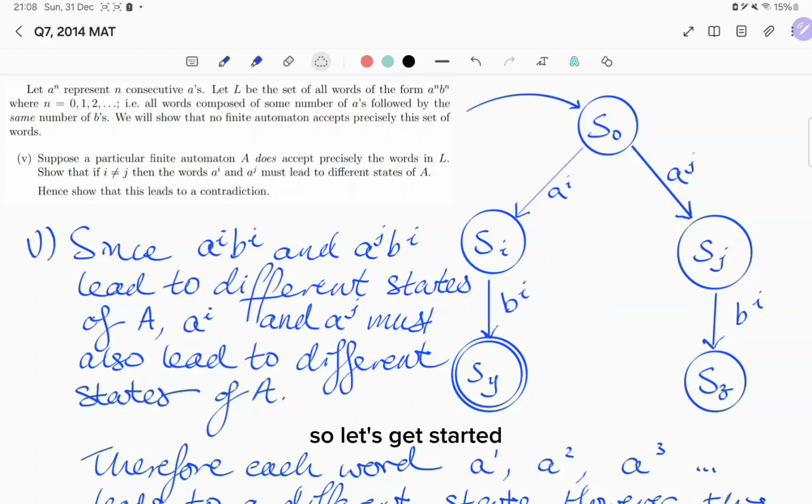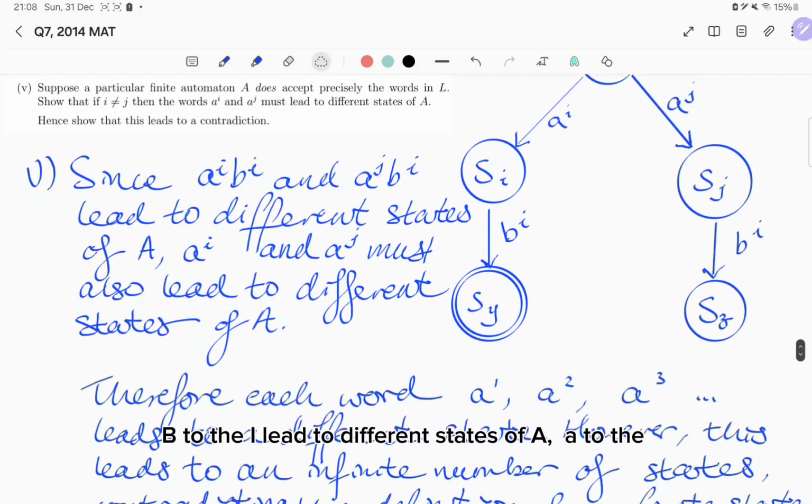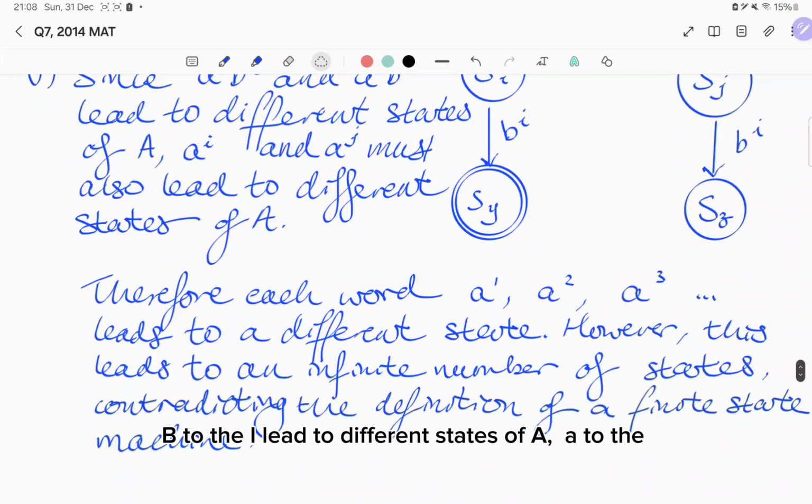Let's get started. Since A to the I, B to the I, and A to the J, B to the I lead to different states, A to the I and A to the J must therefore lead to different states of A, if they lead to different states after B to the I is applied to both of them. Therefore, each word A to 1, A to 2, and A to 3 must lead to a different state. However, this leads to an infinite number of states, contradicting the definition of a finite state machine, meaning that A does not exist. And that's the answer to part 5.